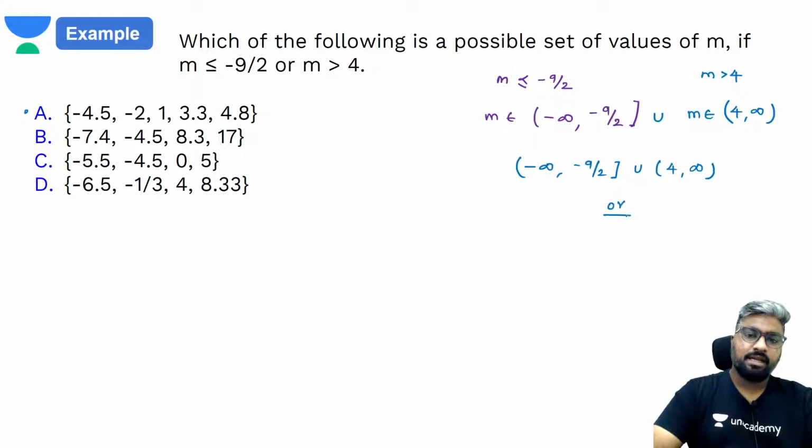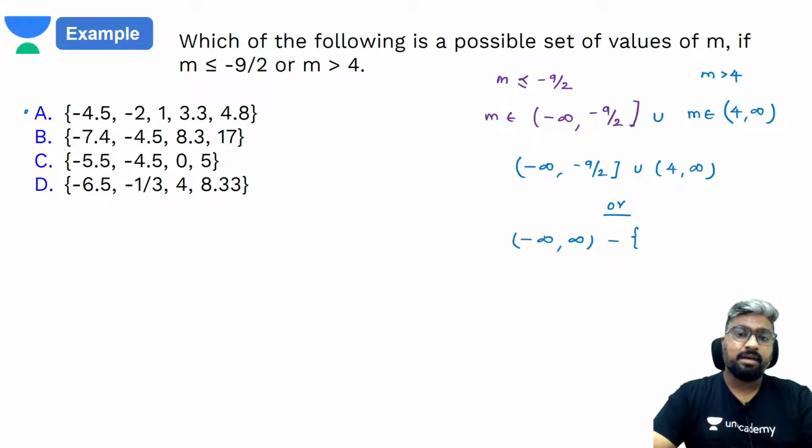This you can also write as minus infinity to plus infinity, definitely both not included, excluding what values? The values that lie between -9/2 and 4. So excluding -9/2 and 4, we have to remove them. 4 we don't want, that is why 4 is in the square bracket. -9/2 we want, so we put it in this bracket. Understood?